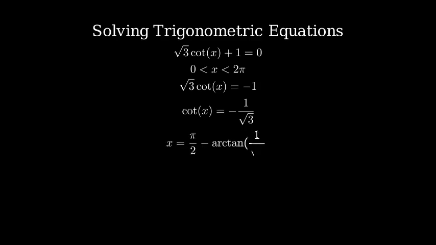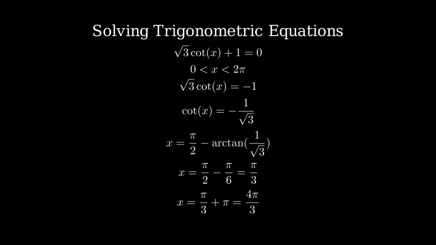Now, let's recall that cotangent of x equals negative tangent of x plus pi over 2. This means our solution will be pi over 2 minus arctangent of 1 over root 3. Let's recall that arctangent of 1 over root 3 equals pi over 6. This means our first solution is pi over 2 minus pi over 6, which equals pi over 3.